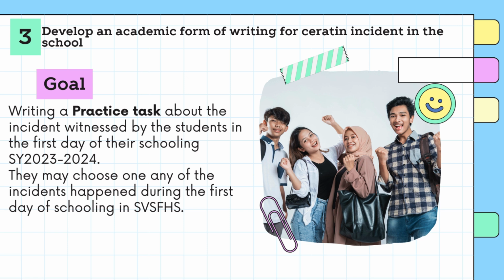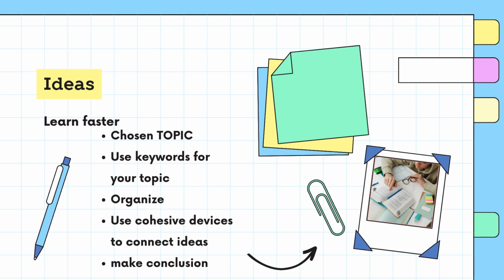Then we also have what we call developing an academic form of writing for a certain incident in the school. You'll be writing a practice task about an incident witnessed by the students on the first day of school in school year 23 and 24. They may choose any of the incidents that happened during the first day of schooling. That's the goal that you're going to do. And the ideas that we will learn from this are to choose a topic of your own, use keywords for your topic, organize, use devices to connect your ideas, and make a conclusion.